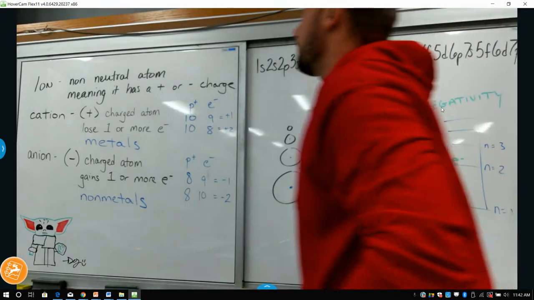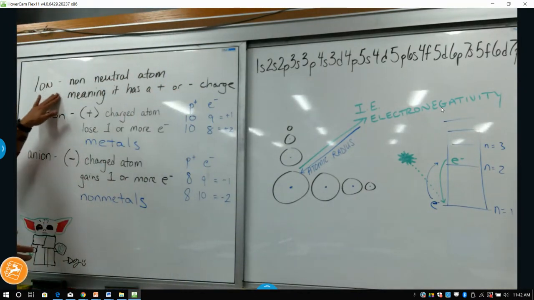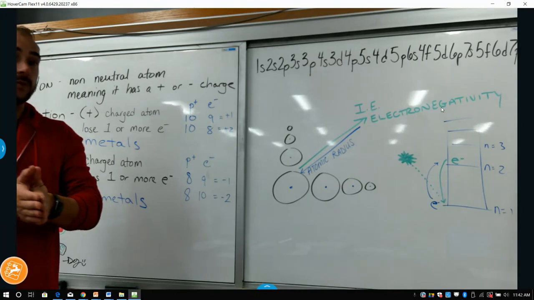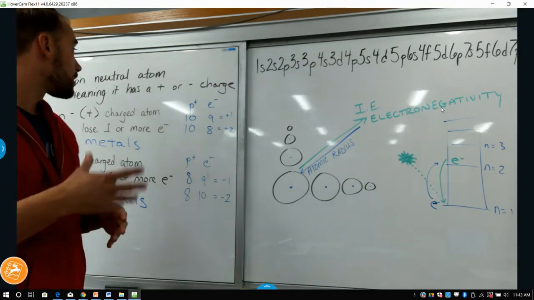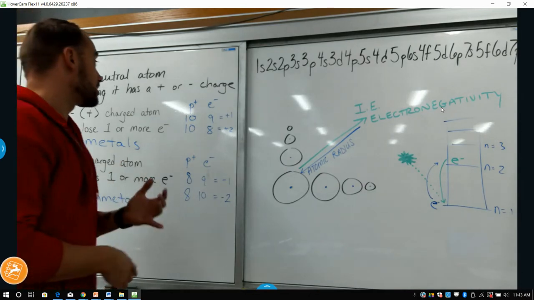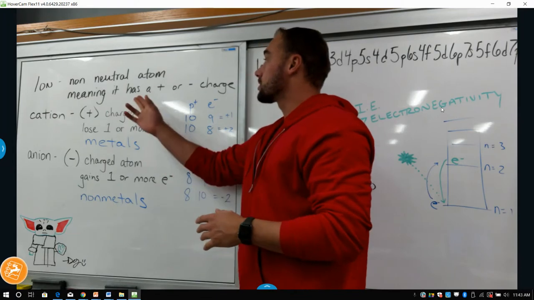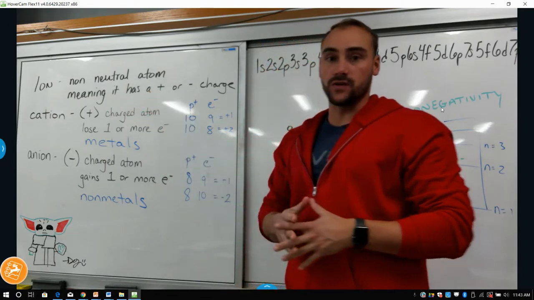So an ion is a non-neutral atom. Neutral atoms have the same number of positives as negatives. So non-neutral means there's going to be an imbalance. There's going to be a different number of electrons than protons in this. So it's going to have either a positive or negative charge.